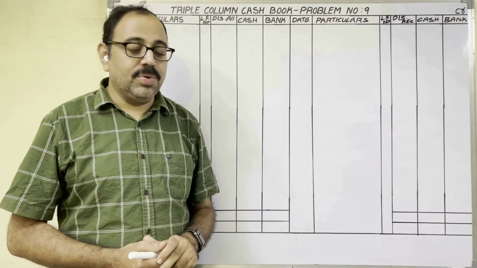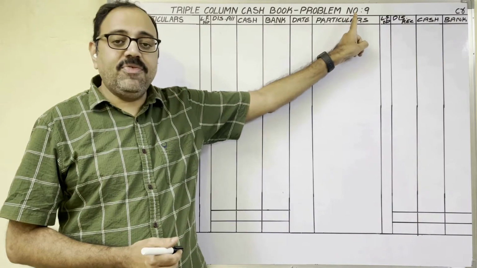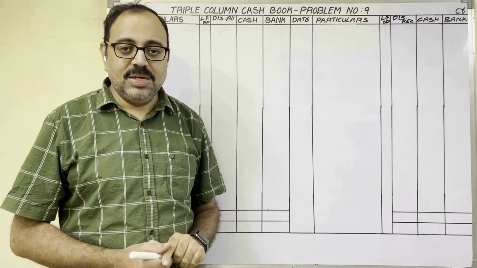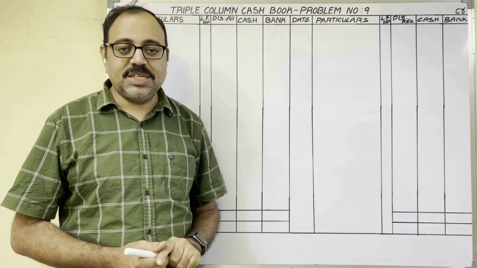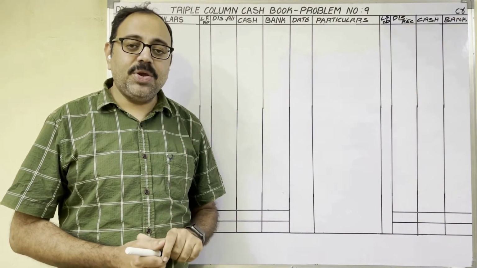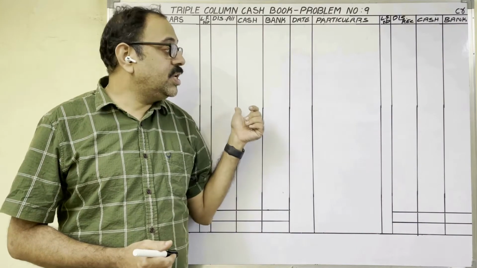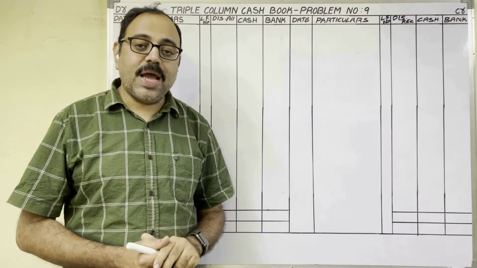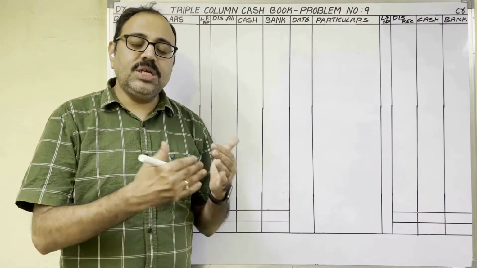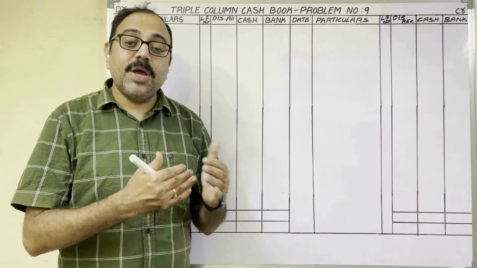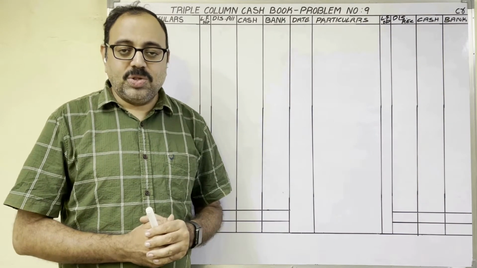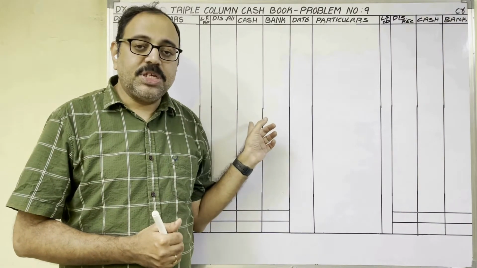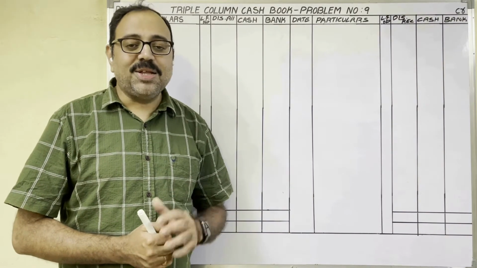In the previous video, that is the problem number 8 video, I explained the triple column cash book by using journal entries. That video link is available in the description box. In the present video, I am going to explain the triple column cash book by using hints. To prepare a triple column cash book, there are two methods: by using journal entries, or by using hints. The 8th problem is on the journal entries method and the 9th problem is on the hints method. Let us start the problem.